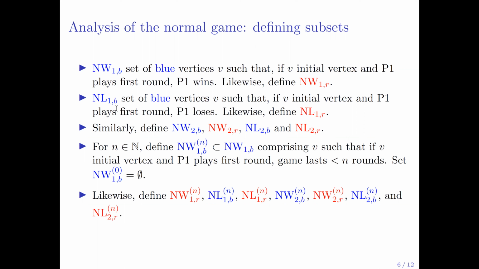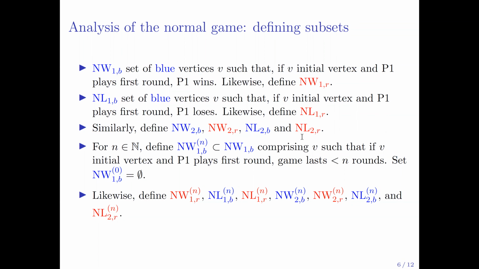Similarly, when you look at NL1B, this is the set of all blue vertices V such that if V is your initial vertex and P1 plays the first round of the game, then P1 loses. Likewise, you define NL1R, the set of all red vertices. Likewise, you can define NW2B, NW2R, NL2B, and NL2R. In all of these definitions, P2 plays the first round of the game, and the colors indicate the color of the initial vertex, and the W's and L's indicate whether P2 wins or loses.